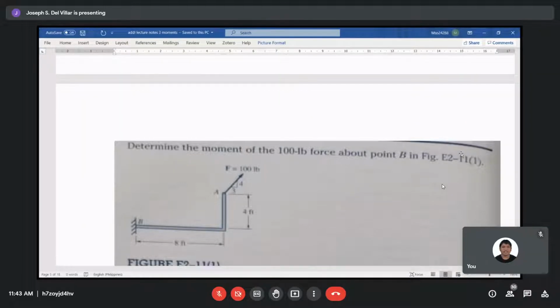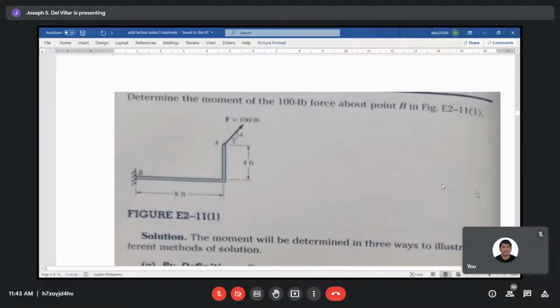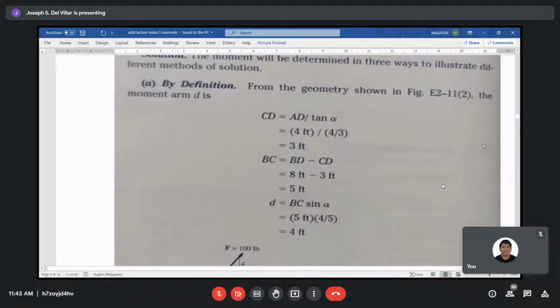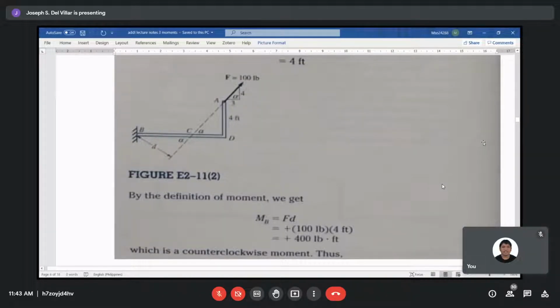60 times 4, po. Oo. Anong difference niya? 400. 400. Sa Varignon's, yes, no? So, ito yung answer.